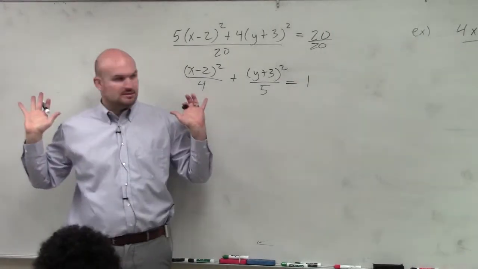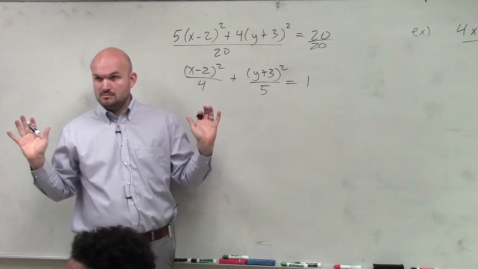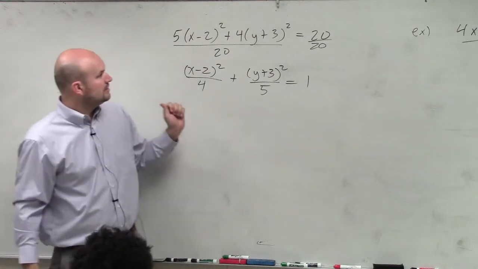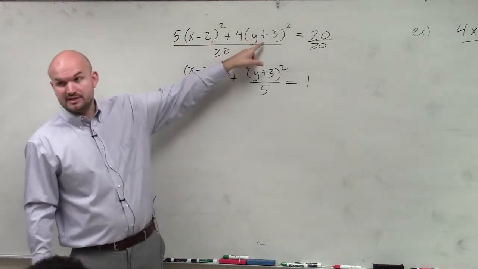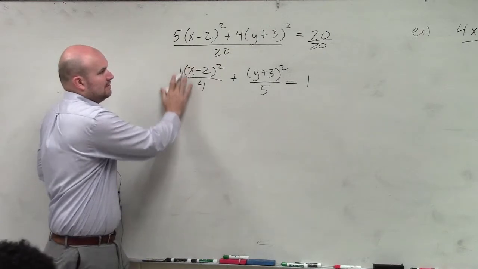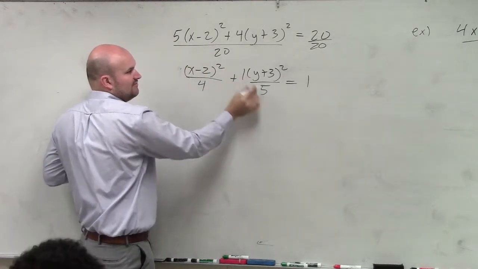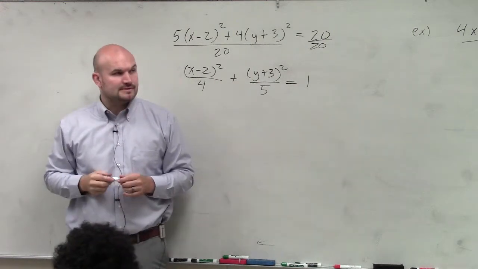Does everybody agree with me how I got to this point? No? Wait, where did the 5 go? So what I did is I divided the 20 into here, and I divided the 20 into there. 5/20ths is 1/4. 4/20ths is 1/5. So I just reduced the fractions. All right? That makes sense.